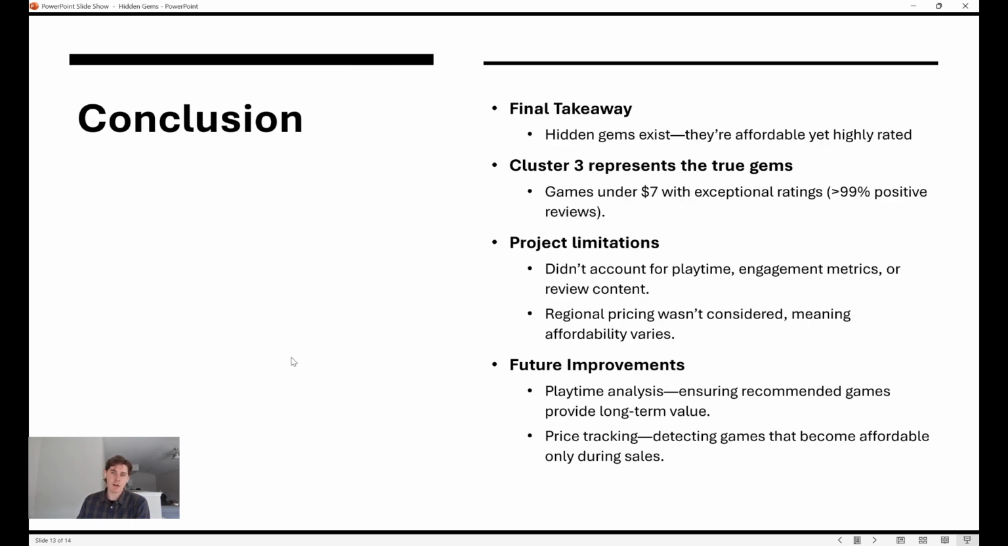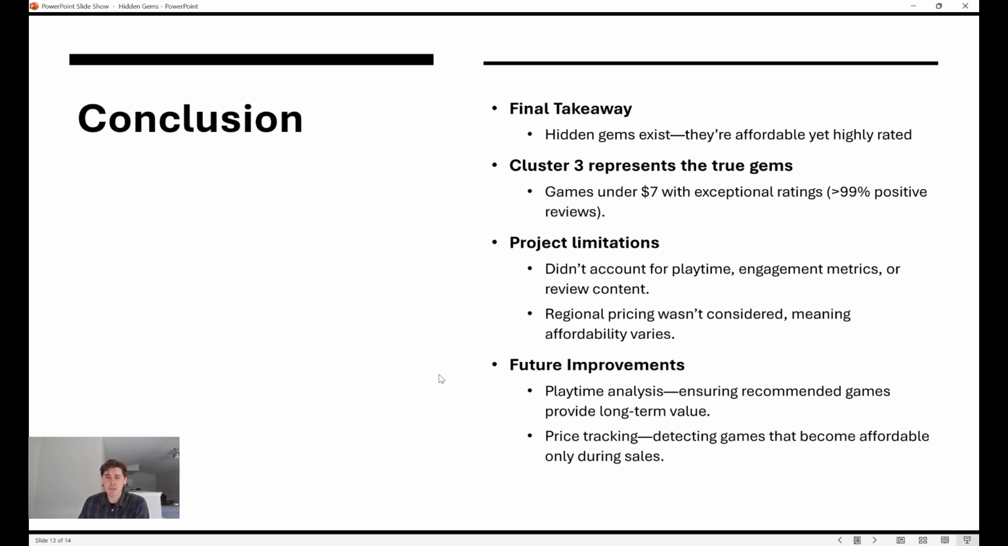So the conclusion, our final takeaway is that hidden gems exist. They are affordable yet highly rated, and those games fall into cluster 3. Some of these games were as cheap as $7 and had exceptional ratings. A few limitations of our project include that we didn't account for playtime, engagement metrics, or review content. Also, regional pricing wasn't considered, meaning affordability varies.